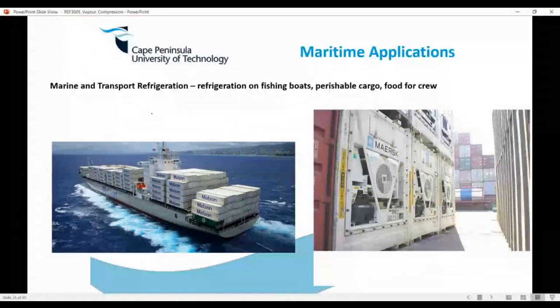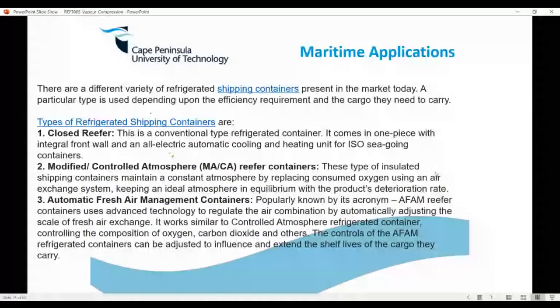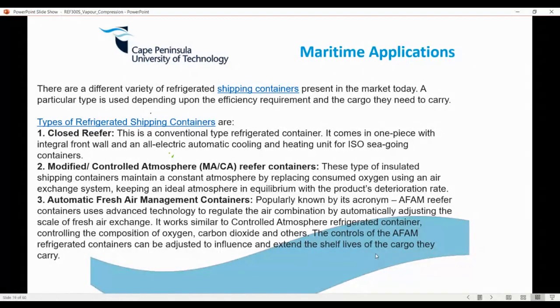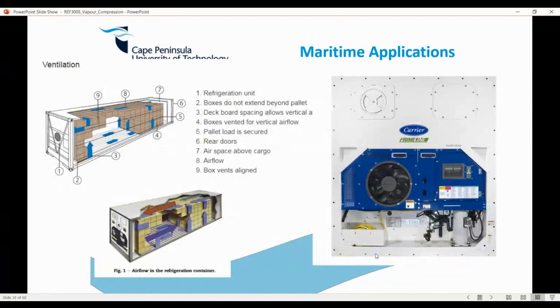Obviously, for the maritime application, you've got your container, and I'll talk about that. And over here, you get different kinds of shipping containers. In particular, you get a closed reefer container, a modified controlled atmosphere one, and an automatic fresh air management one. There's a few of them, and obviously they depend. When it passes through the expansion valve, yeah, the pressure is lowered. Yes, that is definitely correct. It obviously must come as a low pressure refrigerant, and there's a specific reason why. So with these different containers, the one normally used is the closed reefer, and this is probably the one we look at.